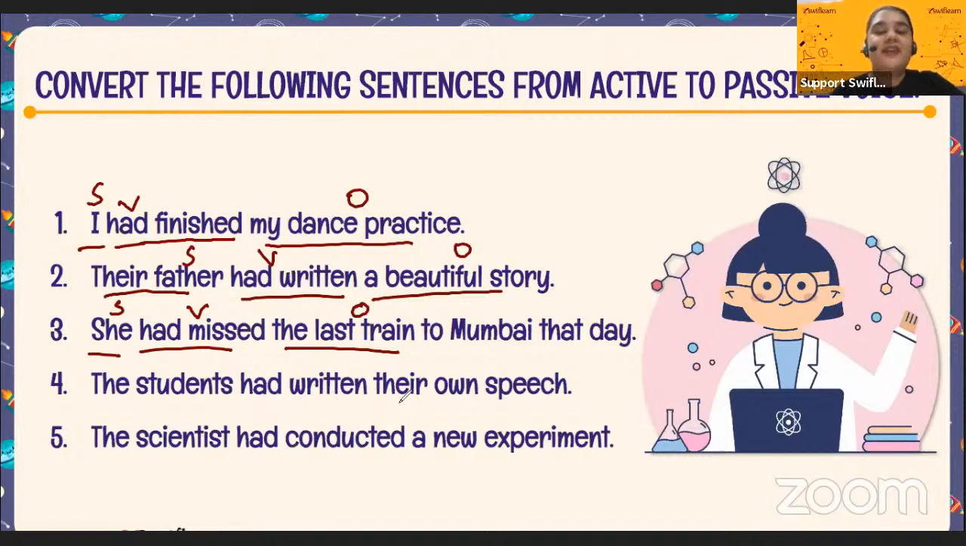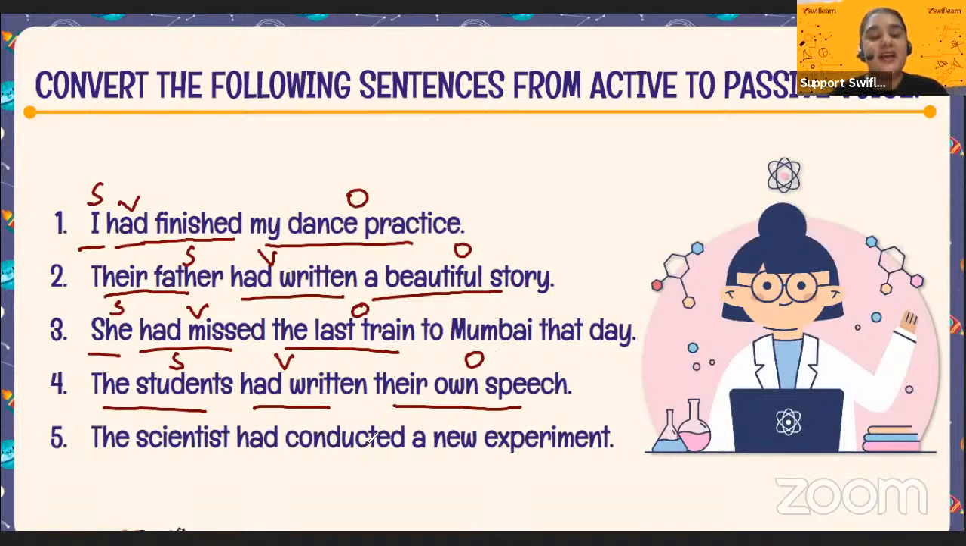The students had written their own speech. So here the students is your subject. Had written is your verb. Their own speech is your object. Very good. So their speech had been written by the students themselves. Clear? Let's come to the fifth one.